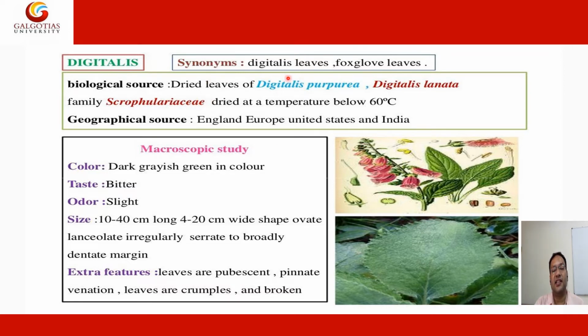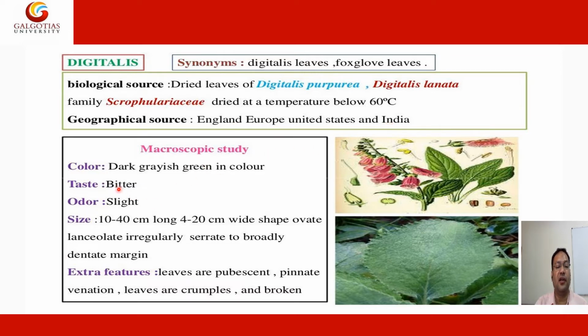Digitalis leaves, also called foxglove leaf. Biological source: dried leaves of Digitalis purpurea and Digitalis lanata, family Scrophulariaceae, dried at a temperature below 60 degrees. Geographical source: it is cultivated in England, Europe and other parts of India.